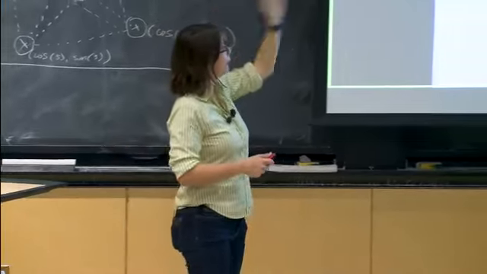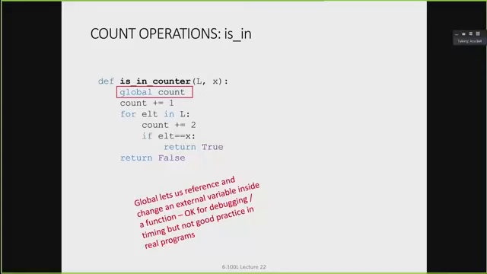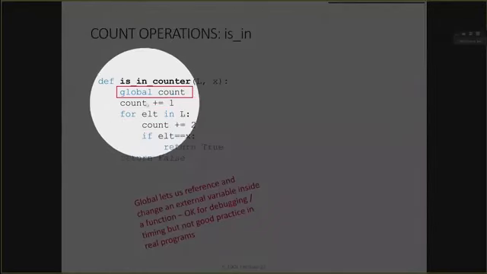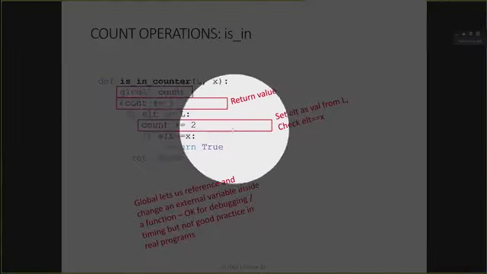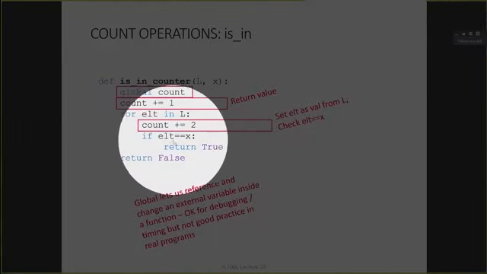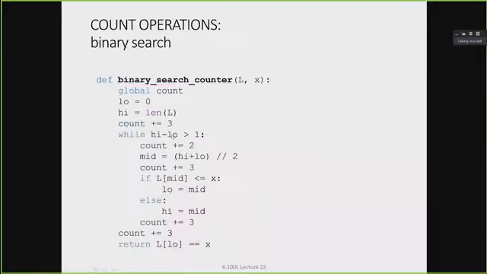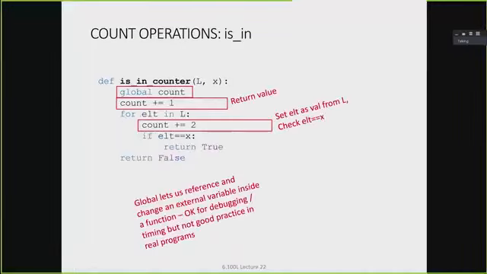So the count variable will keep track of, it'll just increment in key places where we have these constant units of time happening. So I've got count plus equals 1 here because I've got my return value. I've got count plus equals 2 here because I grab an element from L and I do the equality check here, and then that's it. Okay.